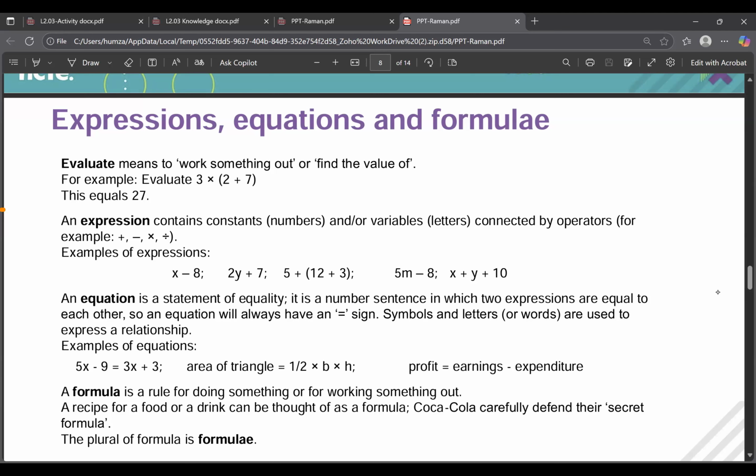Examples of expressions. Have you ever seen these examples before? Something like this, algebra. So x plus x minus.